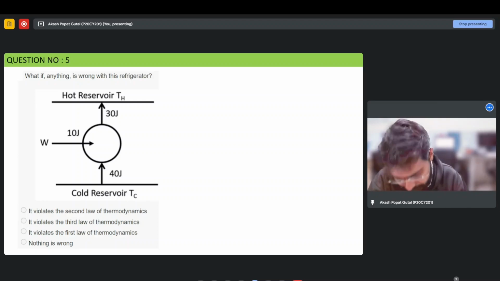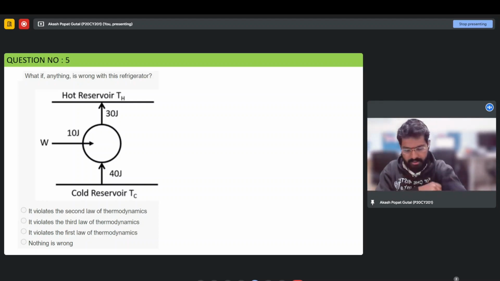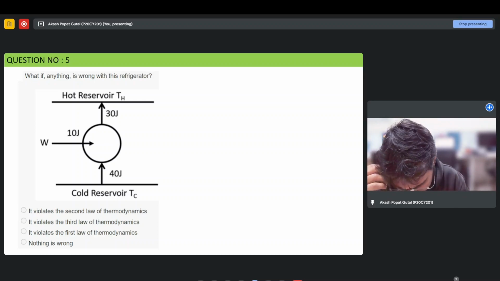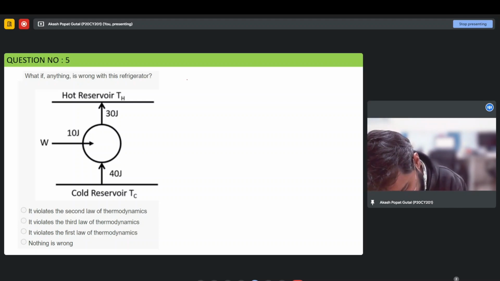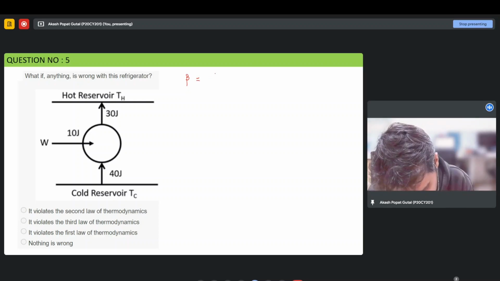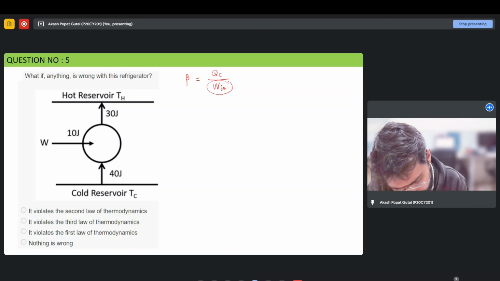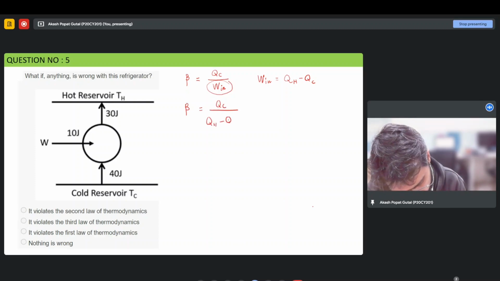So in this problem, let's check by calculating the coefficient of performance. Beta is nothing but QC, the heat taken from the cold reservoir, divided by work done on the system or on the refrigerator. So work done can be defined as QH minus QC. So the coefficient of performance will be QC divided by QH minus QC.